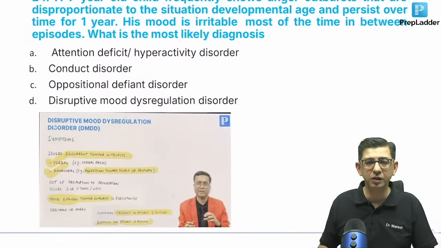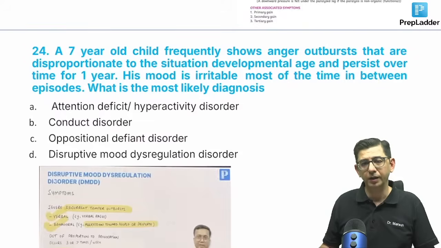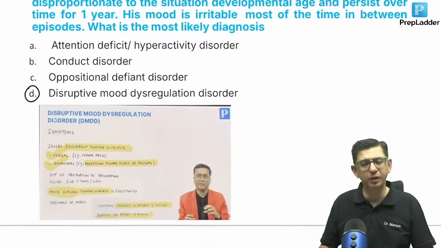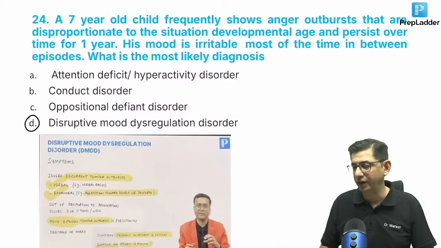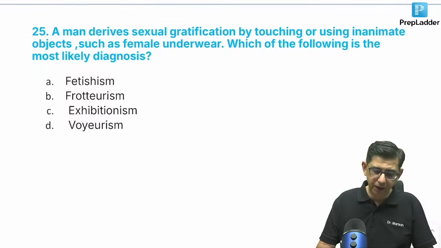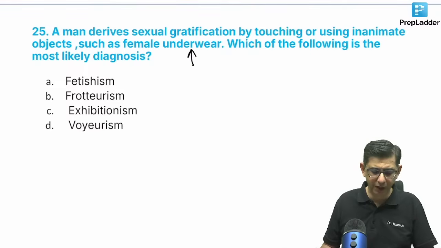Then was a very interesting question that you have to work out by exclusion. I mean, there was no torturing pets and bullying other kids. There was no opposition to the principal or the parents, and there was no ADHD manifestation. So this was disruptive mood dysregulation disorder, and our faculty has already discussed that in the routine ones also. Then is this guy, he is getting sexual gratification from inanimate objects. So that's pretty straightforward, the fetish part here.